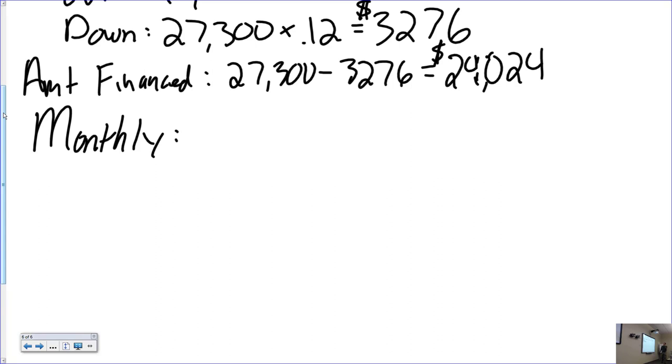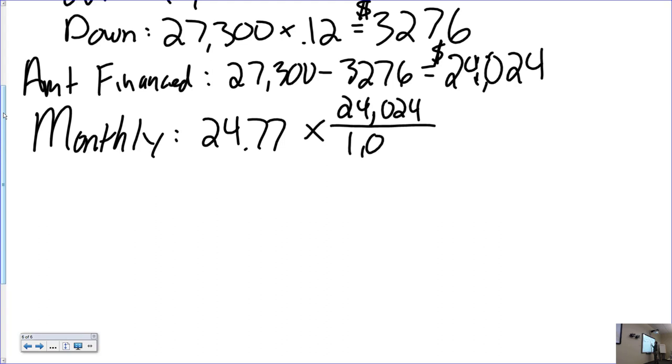So, what do I do to figure out my monthly payment? Go to your 9%, 48 months, it's 24.77. Now, what am I going to do with that number? Multiply by the amount financed, $24,024 per $1,000, divided by 1,000. So don't forget the divided by 1,000 piece. And of course, this is why I don't own a boat. $595.07.